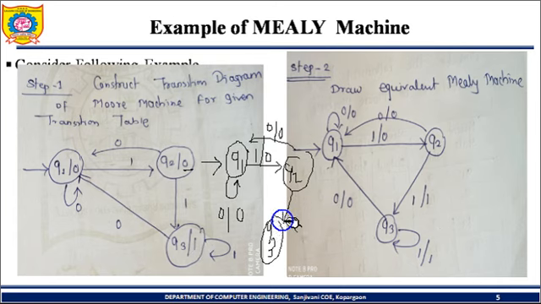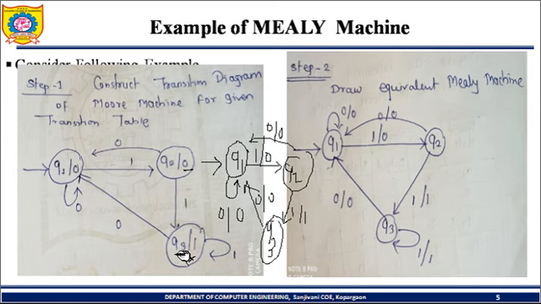Now Q2 after receiving 1 it will be in Q3, and at that time the output for Q3 is 1. So here I need to show the 1. Now Q3 after receiving 0 it will be in Q1, and at that time for Q1 the output is 0, so I need to assign that output in a transition.